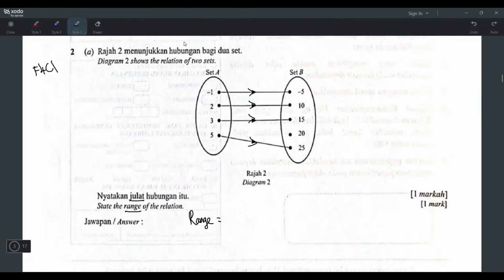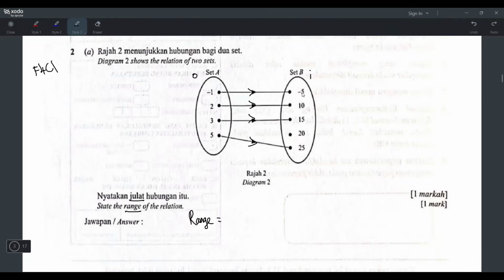So which one is object, which one is image? This is the object, this is the image. All right. The arrow, yeah, it's like before the arrow. Okay, because the arrow going that way, so this is the object, right? We call this the domain also. Negative 1, 2, 3, 5, that is the object, but we call it the domain also.